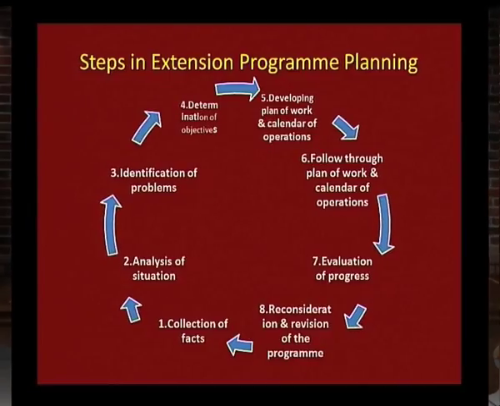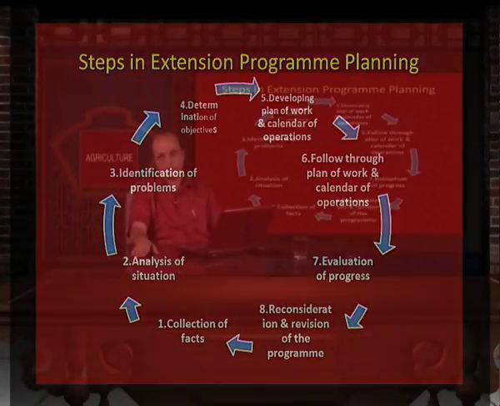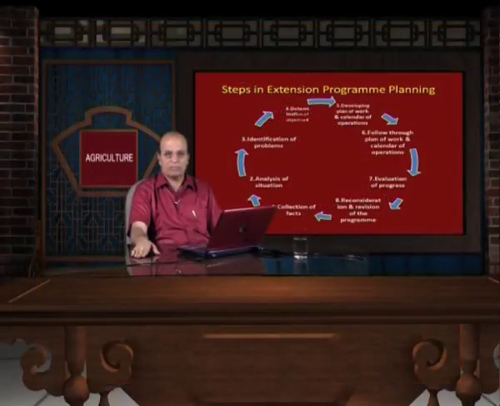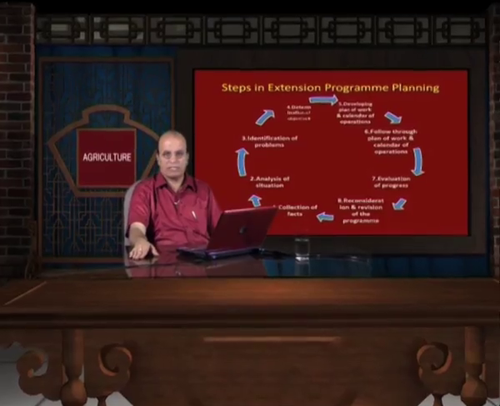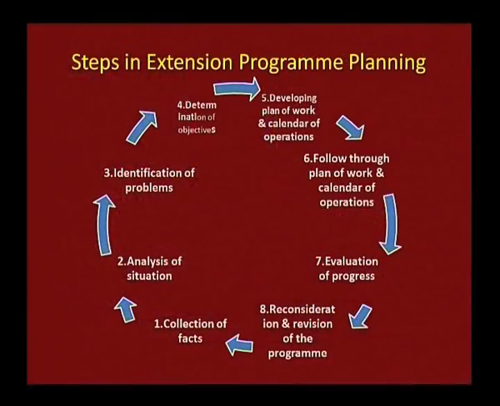And third is identification of the problem. We have already discussed that so many problems are faced by the farming community or clientele system. We must identify which problems are acute, which are moderate, and which are not necessary to solve at the moment. We must identify the acute problems which are being faced by the majority of the clientele system.